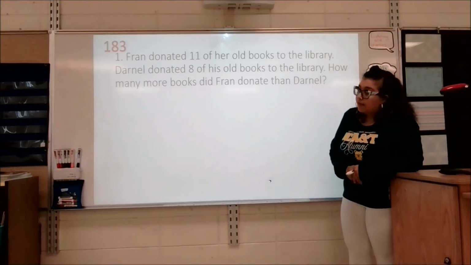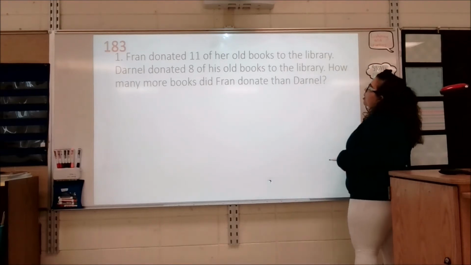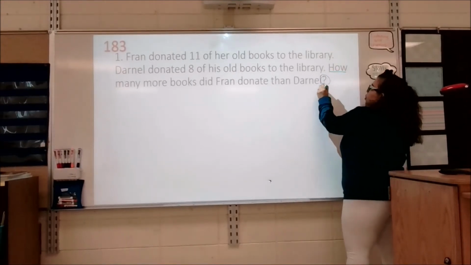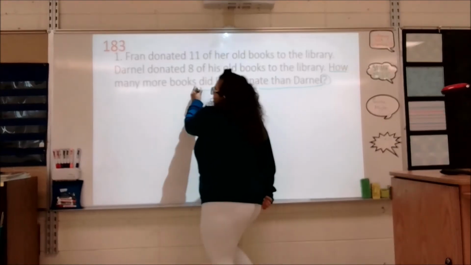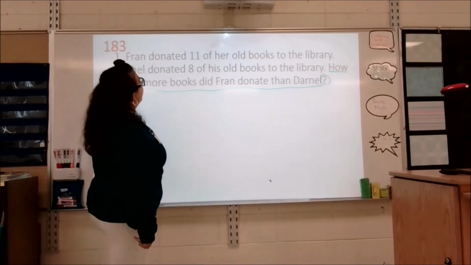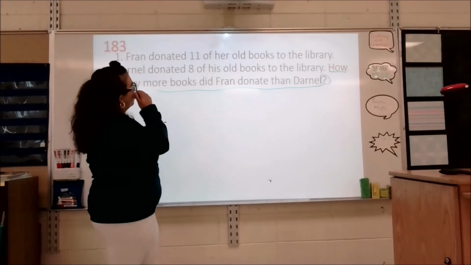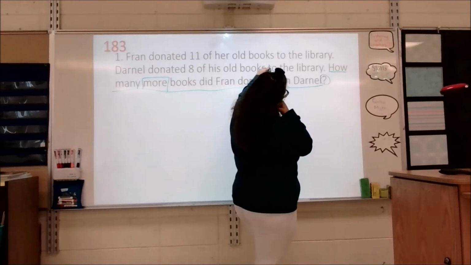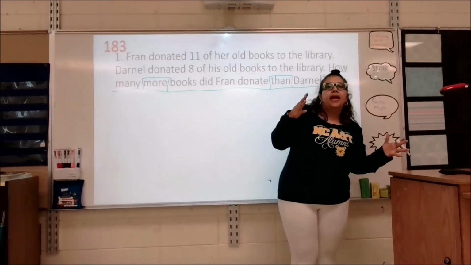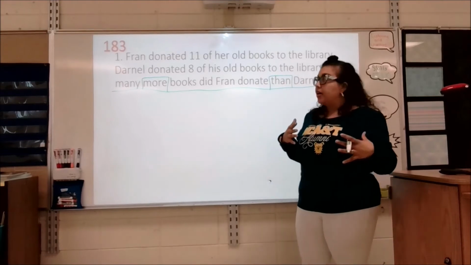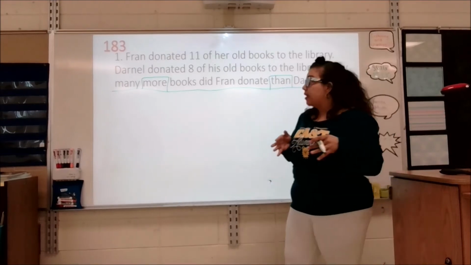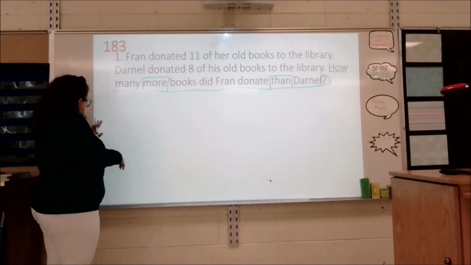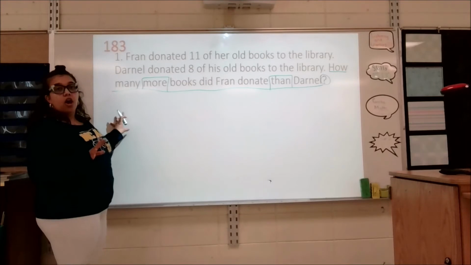Alright, so looking at this problem, we can see the question, the sentence that ends in a question mark. How many more books did Fran donate than Darnell? So we've discussed before that when we see more than, we are comparing. So we can do this as a double tape diagram model. We've seen that a couple times in our application problem.